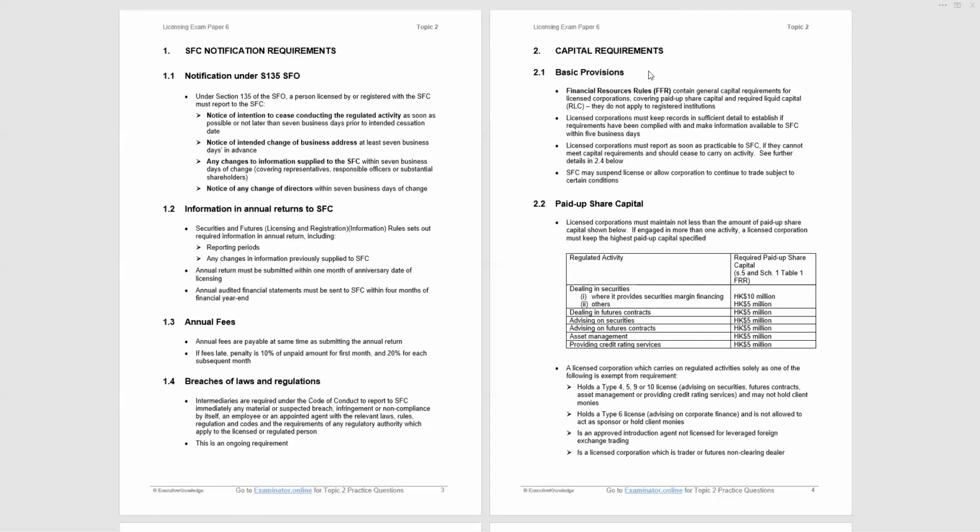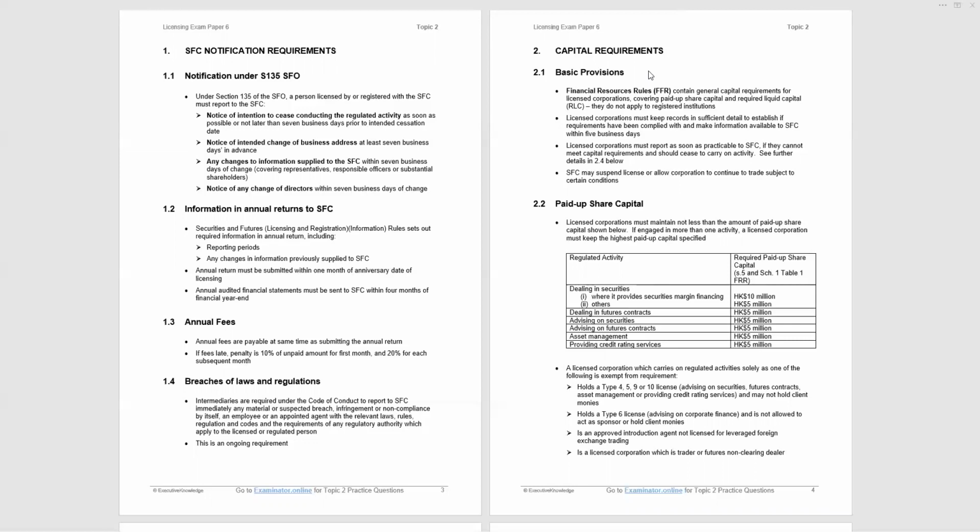The next 7 days, any changed information supplied to the SFC within 7 business days of change. What information? Well, it covers the representatives, that's the individuals working for you, responsible officers, or substantial shareholders. And we covered those concepts in topic 1. And then notice of any change of directors within 7 business days of change. Now, I've really hammered this 7 business days because there's no other days to remember.